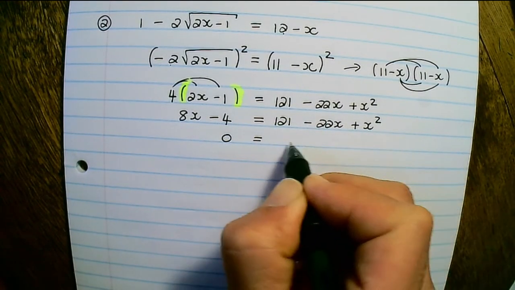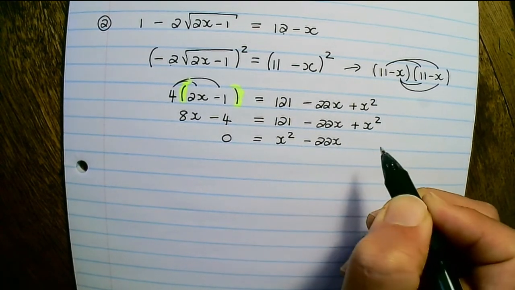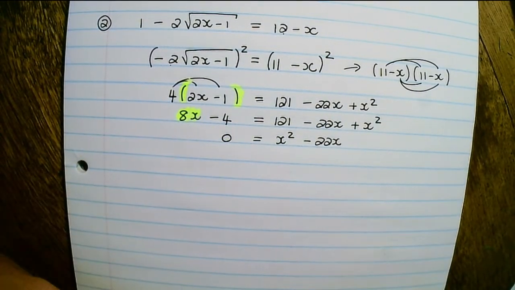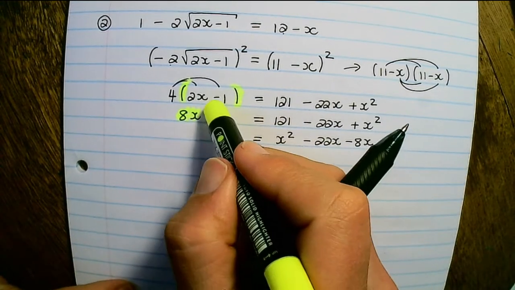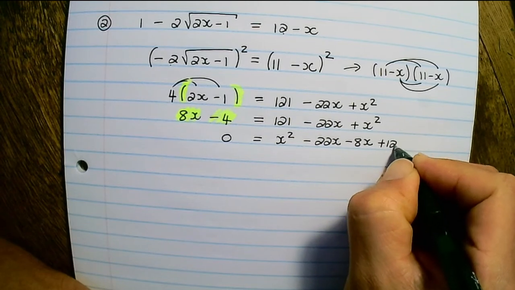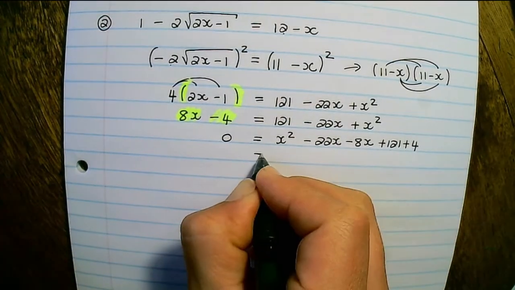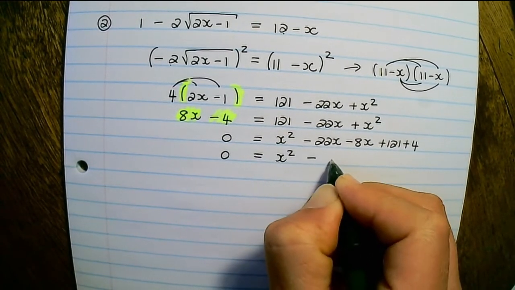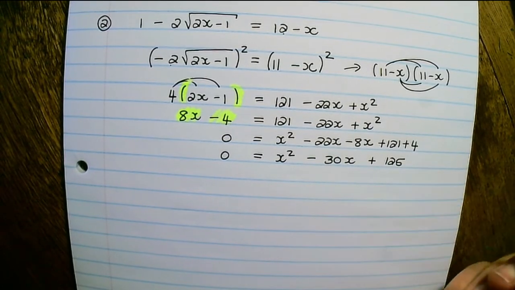And now I'm going to transpose and rewrite in descending order. So it will be x squared minus 22x, and then I transpose the 8x, which becomes minus 8x. And then I move the negative 4 over the equal sign as well. So it is plus 121 plus 4. And now I can simplify further. So it's x squared minus 30x plus 125.